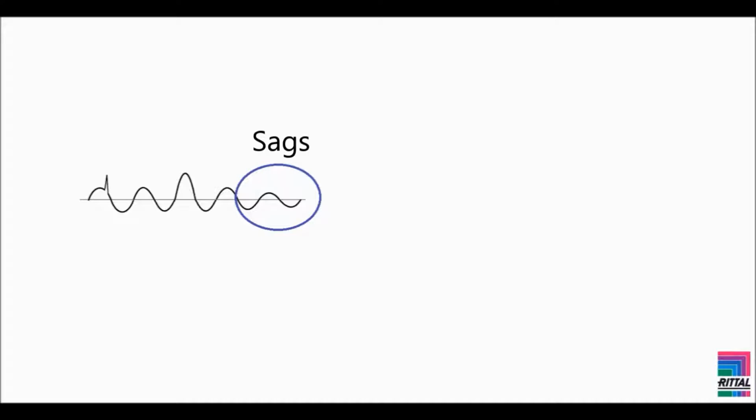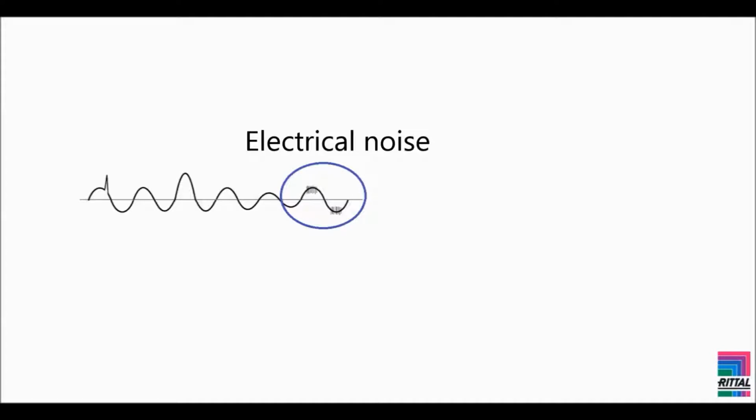Sags. Momentary voltage drops below the rated peak voltage of the power supply. Sags can cause a computer to reboot, if the mains voltage falls so low that the computer believes it has been switched off. Electrical noise. Very high frequency oscillations superimposed on the supply sine wave. This can be caused by lightning strikes, load switching, cable faults or nearby radio frequency equipment. Electrical noise can cause data corruption and hanging computers.